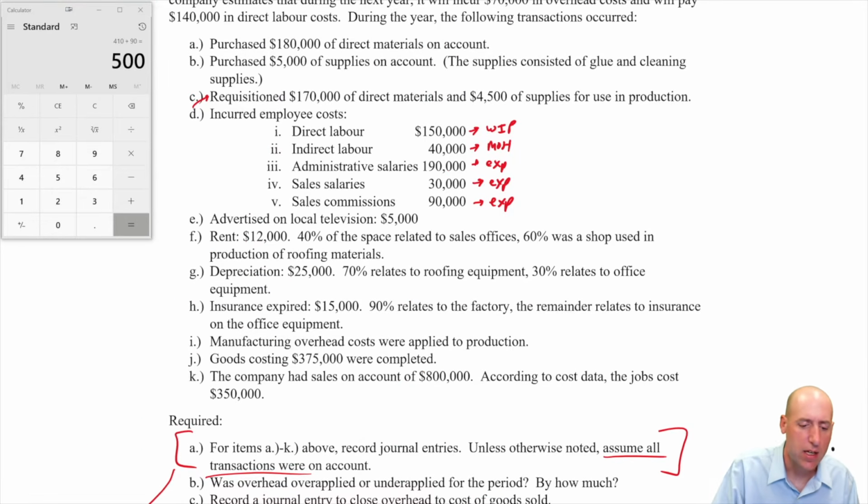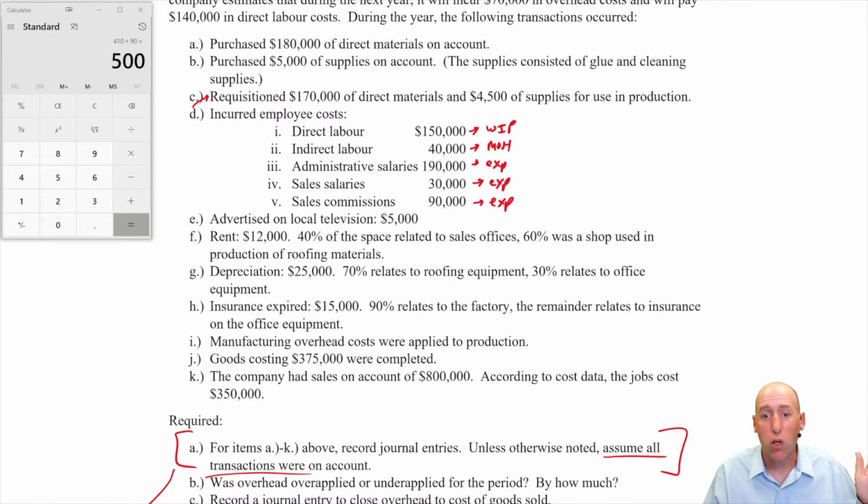Let's move on to E. Advertised on local television, $5,000. So first thing we got to ask ourselves is, is it direct material? Because if it's direct material, I debit WIP. Is it direct labor? If it's direct labor, I debit WIP. It's not direct material. It's not direct labor. Is it overhead? Well, did it happen in the factory? No, it didn't happen in the factory. If it's not direct material, not direct labor, then I don't debit WIP. If it's not overhead, I don't debit overhead.